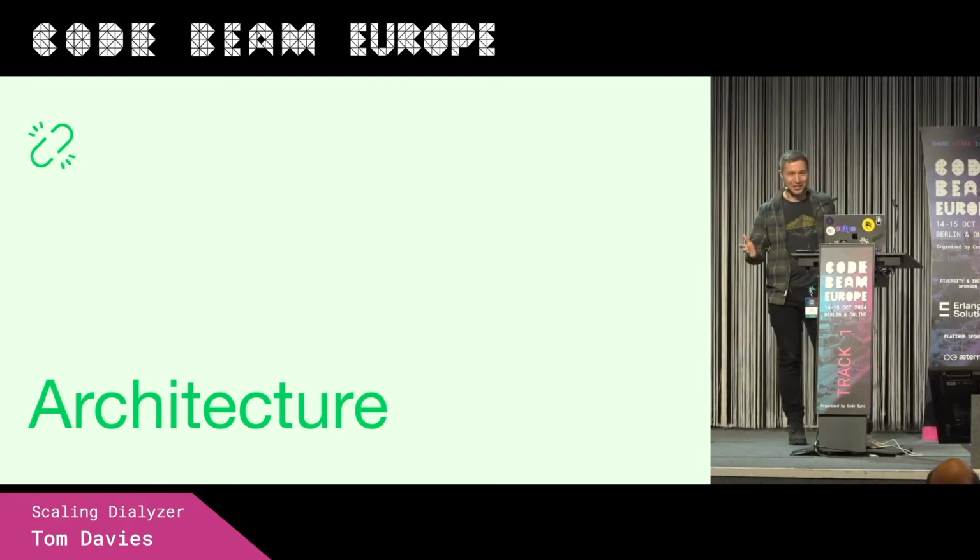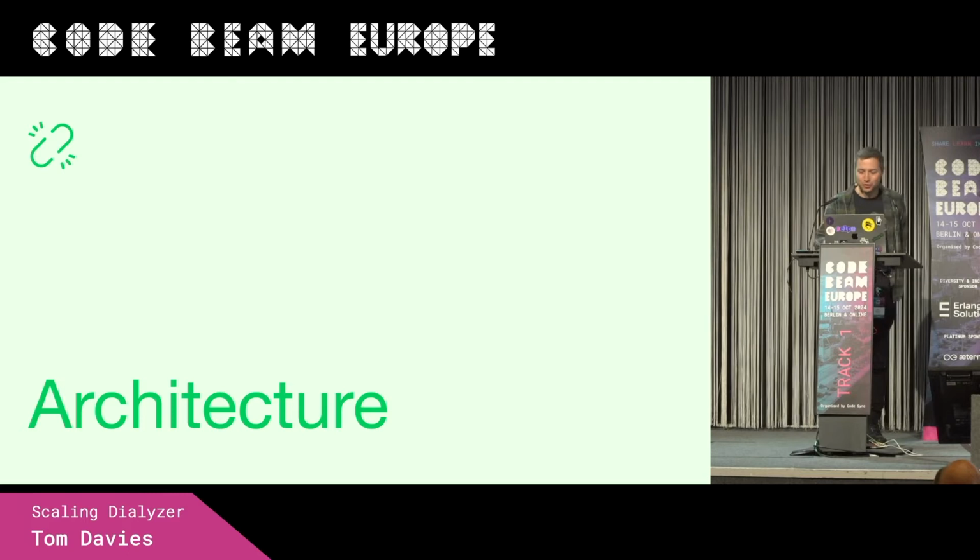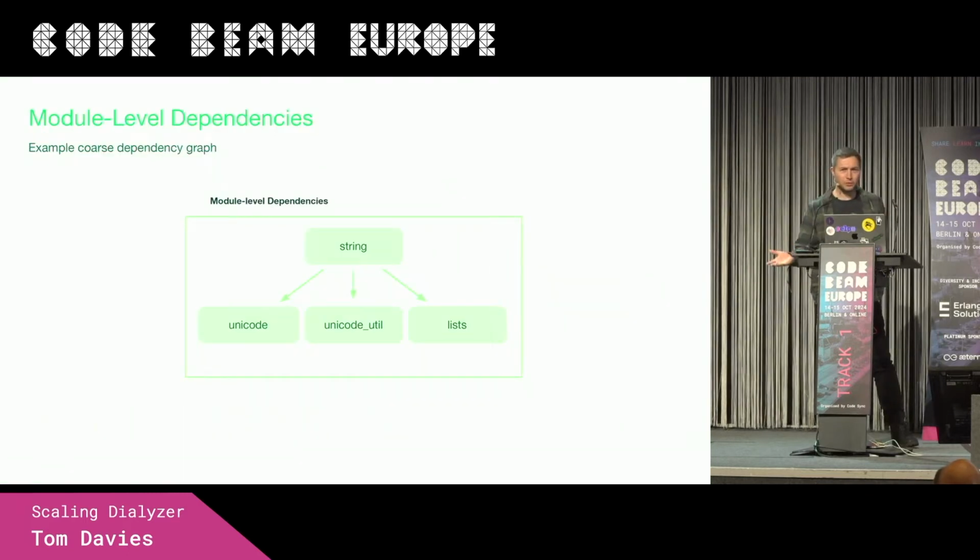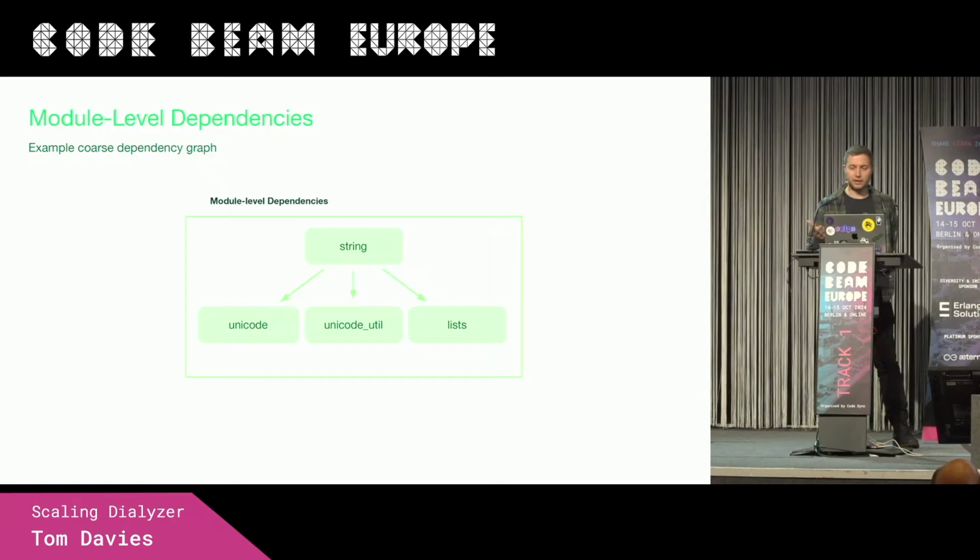So thinking about the architecture inside Dialyzer to make this possible: in incremental Dialyzer from OTP 26, if you had the string module, and the string module depends on the unicode_util module and the lists module, that would mean that if you changed, say, the lists module, then you would have to reanalyze the string module because the thing that it depends on has changed. Maybe you changed the definition of a function inside the lists module, and that means that now the thing that you're doing inside the string module makes no sense. And Dialyzer's only choice was either to reanalyze the whole module or not.